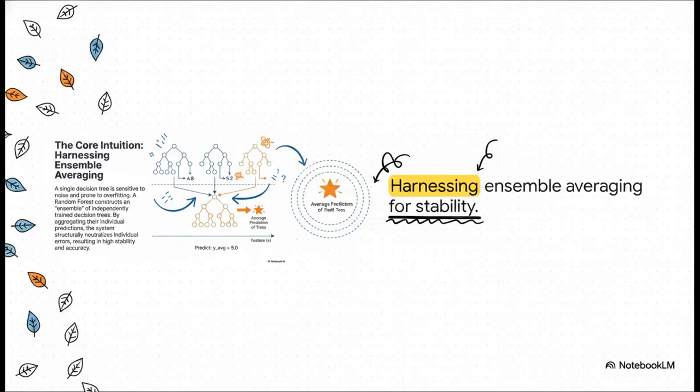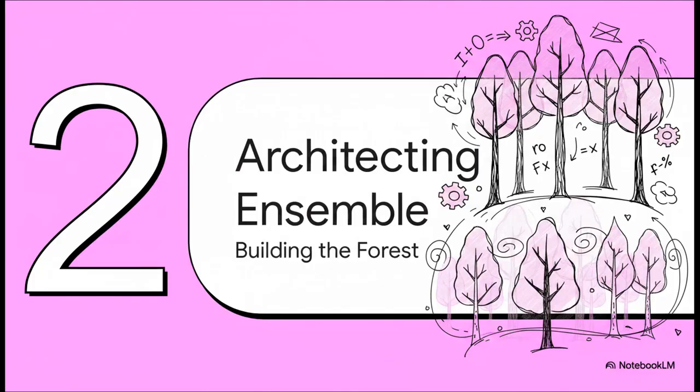This concept of ensemble averaging is brilliant. Imagine one isolated tree predicts a value of 4.8, and another gets a bit sidetracked by noise and spits out 5.2. Well, the random forest doesn't panic. By aggregating these individual, slightly flawed predictions, the system achieves remarkable stability. Those individual biases literally just cancel each other out, leaving us with a highly accurate, stable, average prediction of exactly 5.0. Section 2, architecting the ensemble.